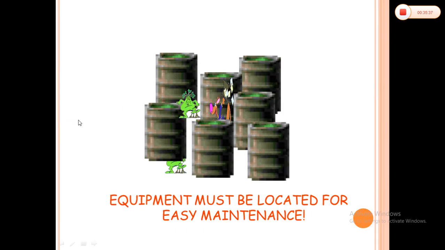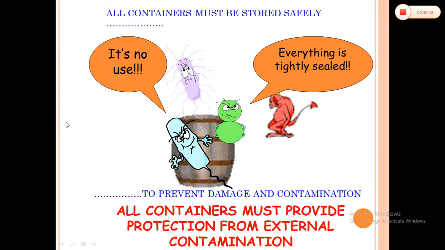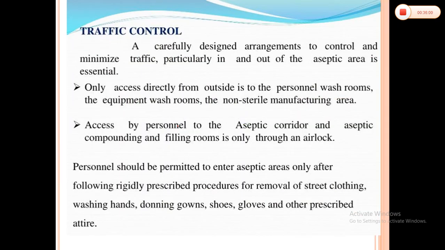The processing equipment must be located for easy maintenance. Easy movement will be there, and there should not be any crowding. So proper maintenance will be there, and all the containers must be provided protection from external contamination. All containers must be stored safely in a quarantine area or the storage area.